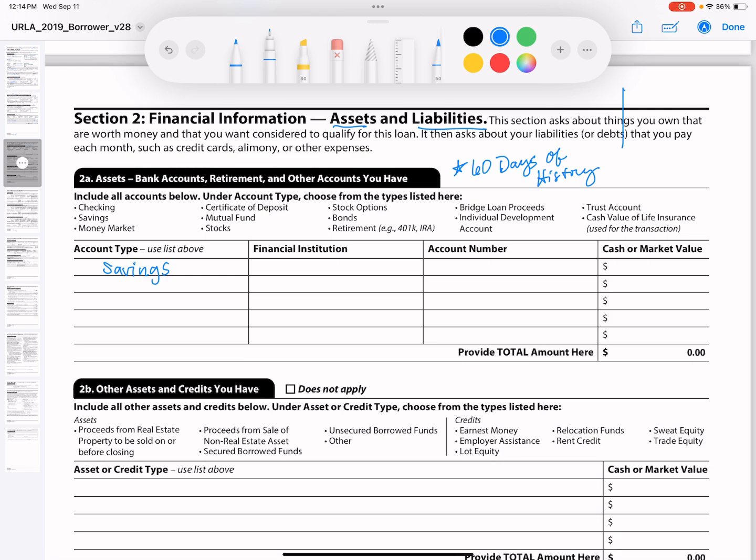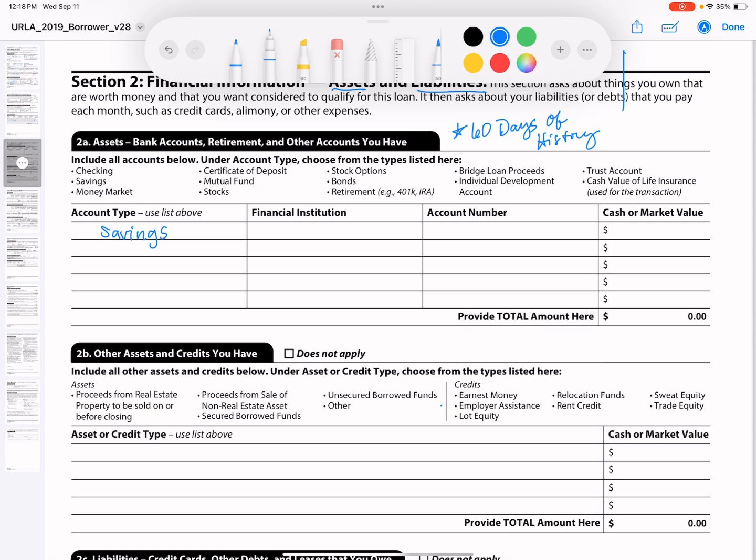So to fill this out, you'll write the account type, let's say savings, financial institution, B of A, account number. If you don't know it, that's okay, because they're going to ask you for a statement anyway, and they're going to validate this information. Don't worry about this if you don't have it on hand. Cash or market value, this is just the balance that's in the account.